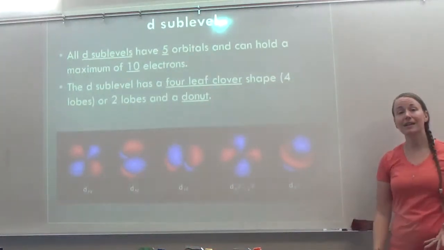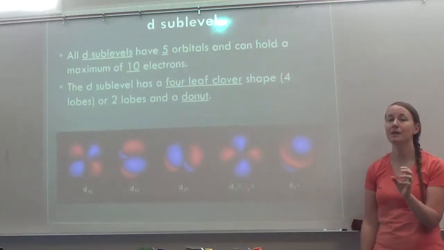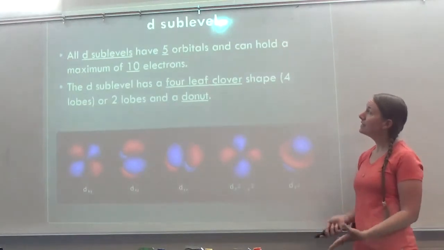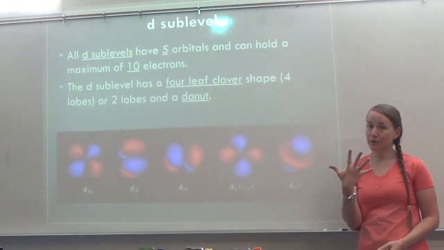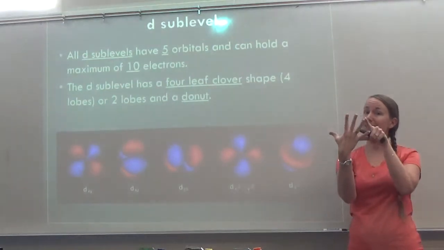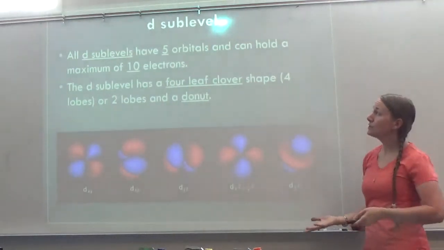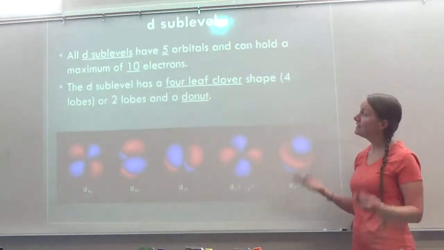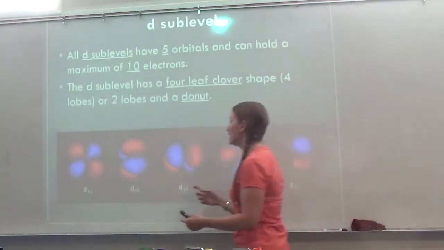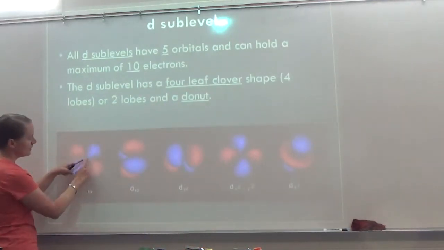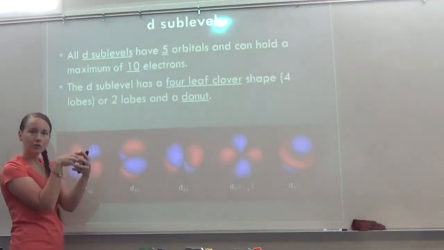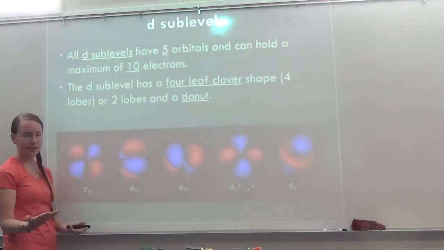Now, the shapes start getting kind of weird, but remember, y'all, it's based on mathematical calculation using Schrodinger's equation. All d sublevels have 5 orbitals. Remember, each orbital can hold 2 electrons, so 2, 4, 6, 8, 10. So d sublevels can hold up to 10 electrons. The d sublevel has the shape of like a 4-leaf clover. If you look, there are 4 lobes, and they're all in different directions. Now remember, in reality, all of these would overlap, so that's why it's really hard to draw these.